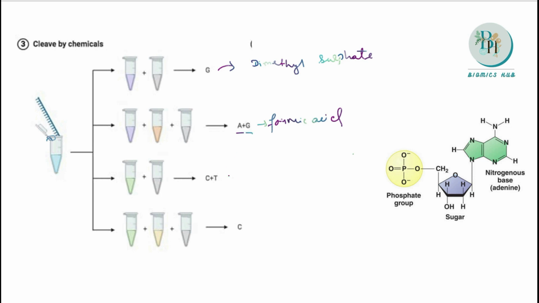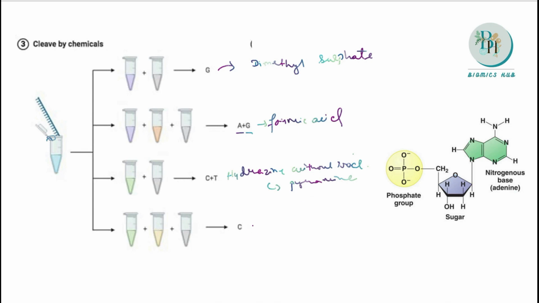In the next tube, what will we add? We will add hydrazine, hydrazine without NaCl. Okay, so what is the work of this hydrazine? The work of hydrazine is that it will work only on pyrimidine bases, and it will break the ring of the pyrimidine.